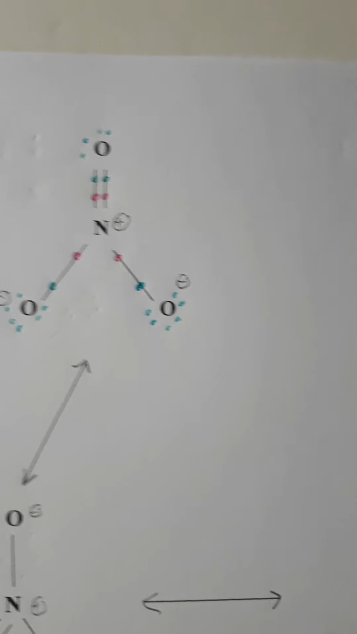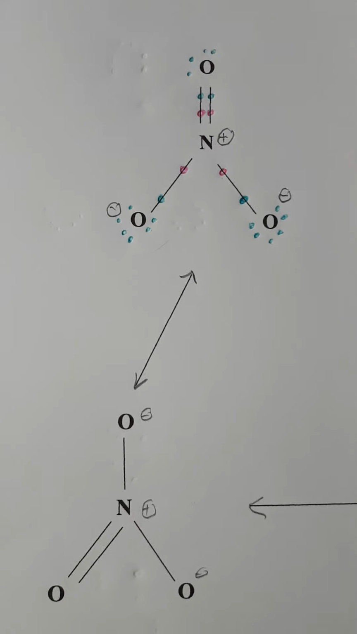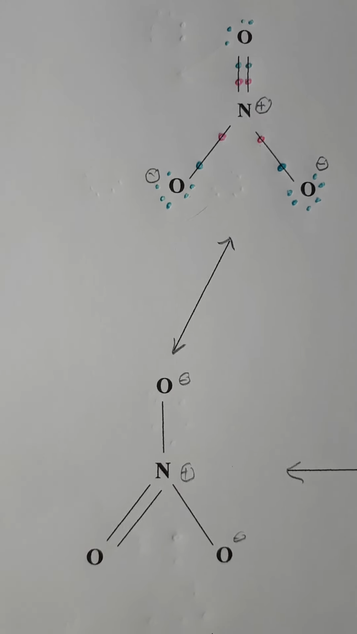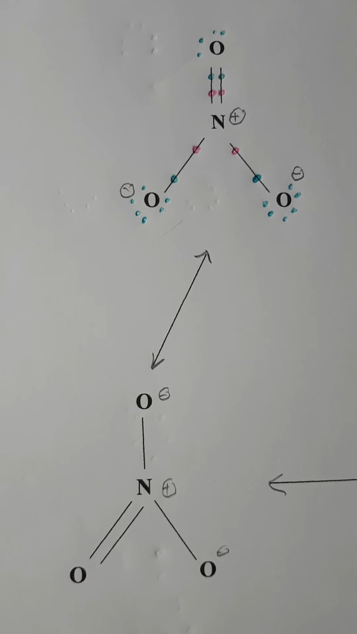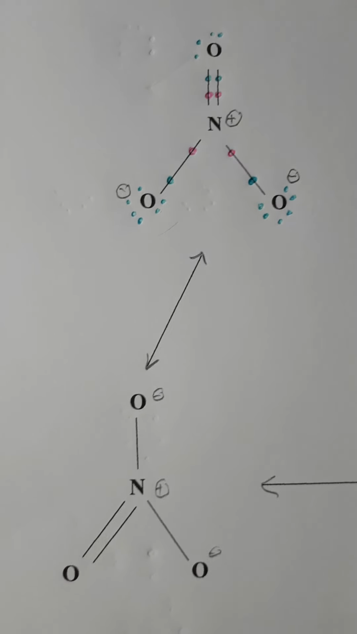So I hope you had a good understanding about the structure of the nitrate ion. And if you would like to see more examples of this and different situations in ions like sulfate ion, phosphate ion, nitrosyl chloride, then you can look at part B of this one.